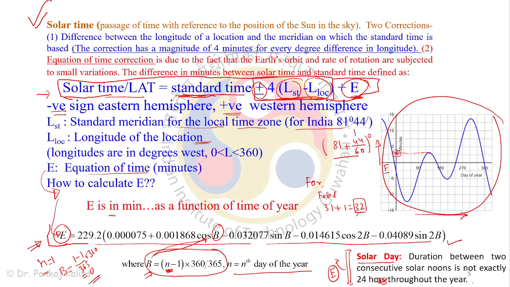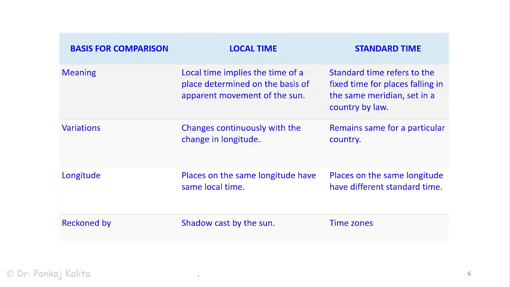This bigger formula will be given in the question, maybe this will also be given in the question, but it's better to remember this. This is simple: n minus 1 into 360 upon 365. Okay.